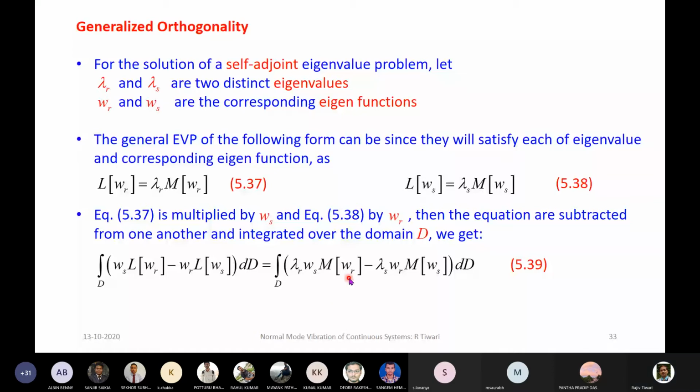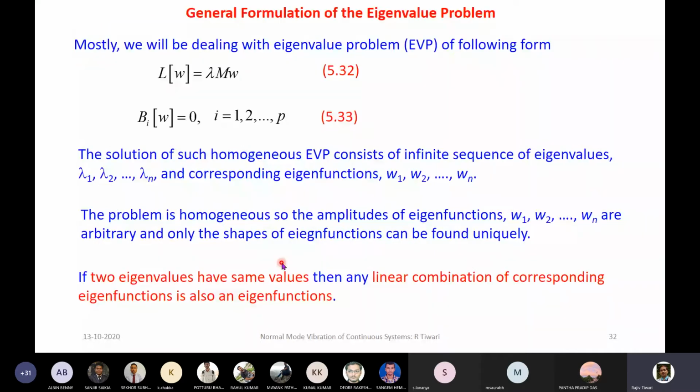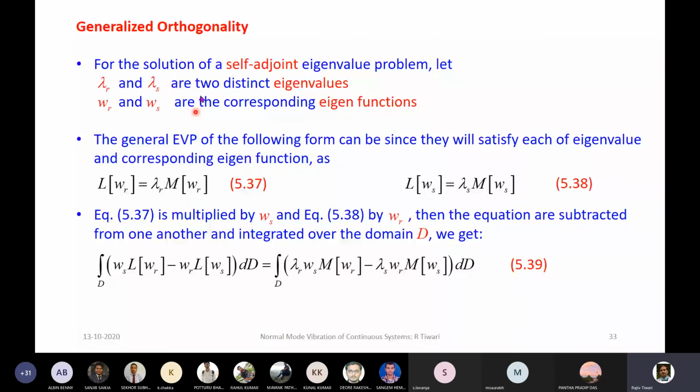So let us say we have two eigenvalues of the system. Let us say we have solved the general eigenvalue problem and got the eigenvalues and eigenfunctions. We picked up an eigenvalue problem which was self-adjoint. That means we had all the eigenvalues real and positive. So we picked up the rth and the sth eigenvalues, two arbitrary eigenvalues, which are distinct. Corresponding eigenfunctions are WR and WS.